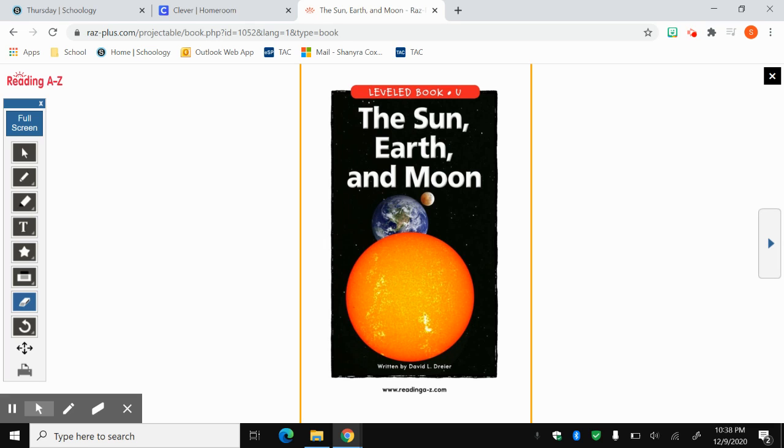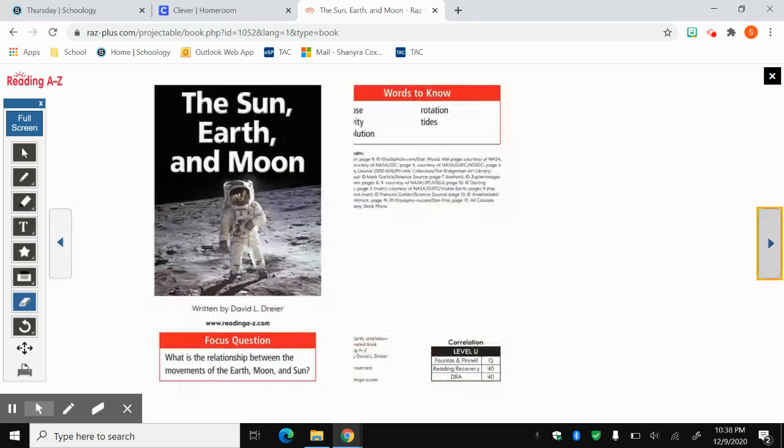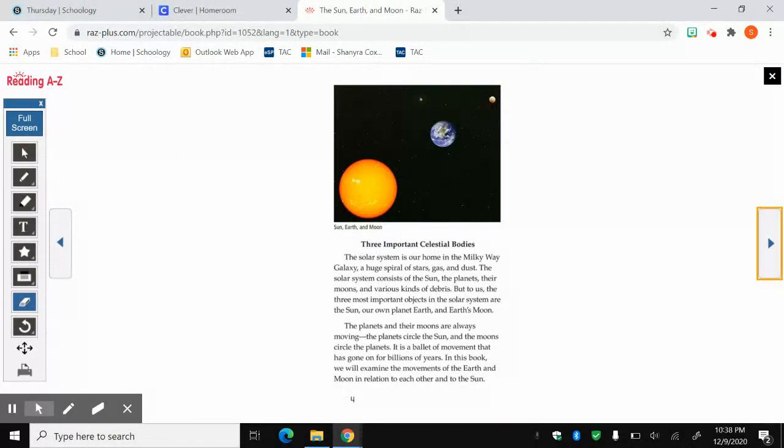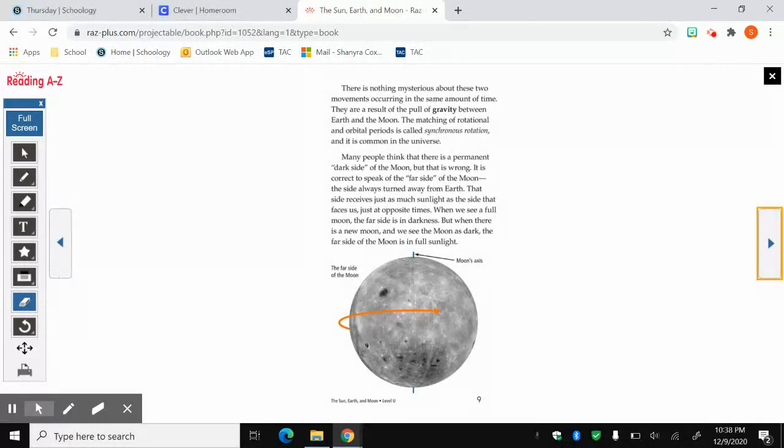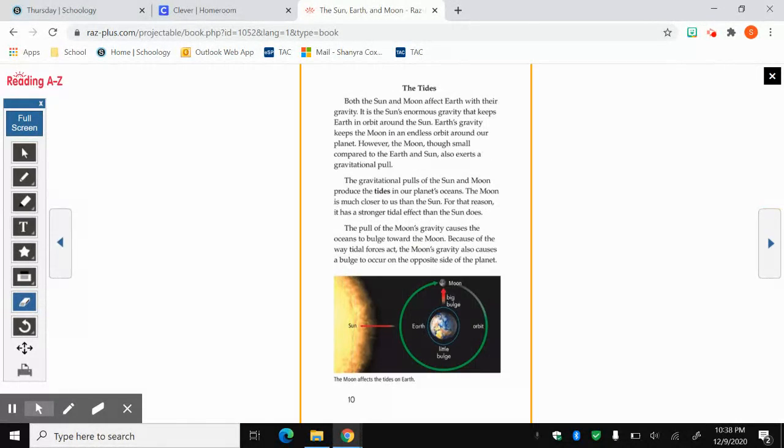Hi, guys. So today should be our fourth day reading the book, The Sun, Earth, and Moon. Each day we read a couple of pages in class and discuss it. So today I wanted to record our reading that we would have done in class since we don't have a morning Zoom. So we're going to start on page 10. It talks about the tides.